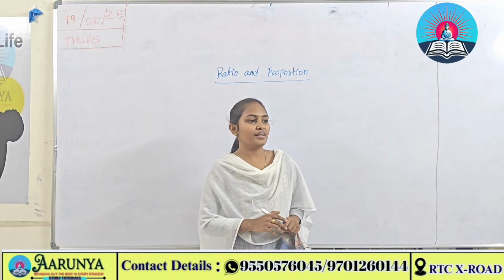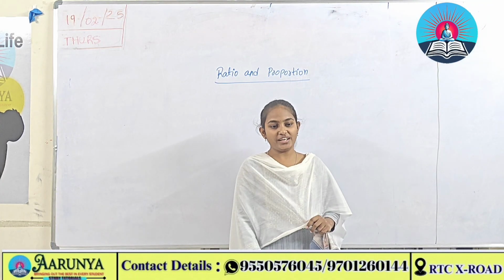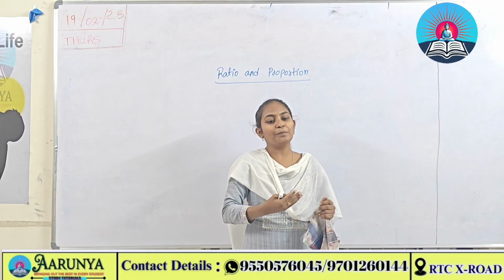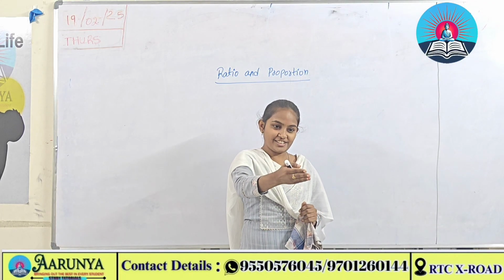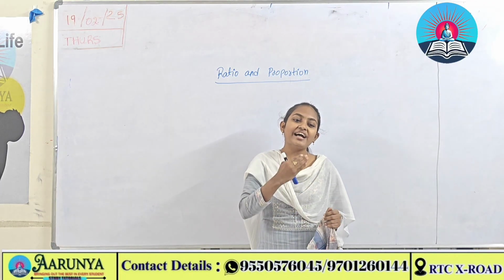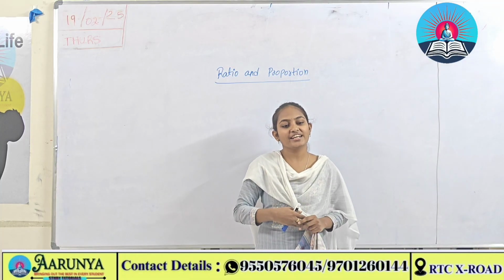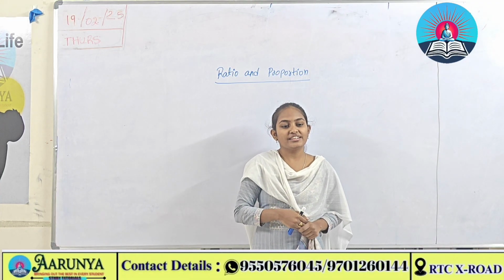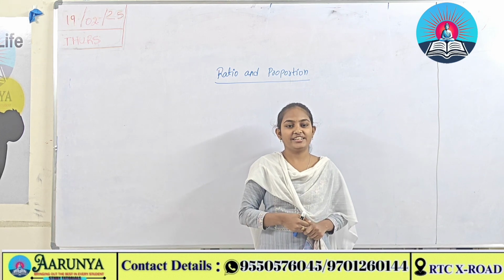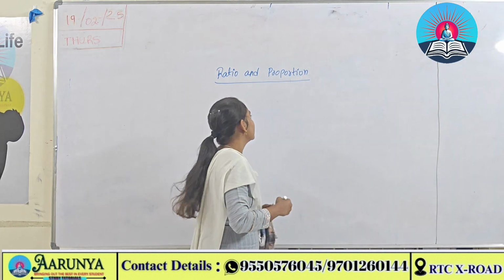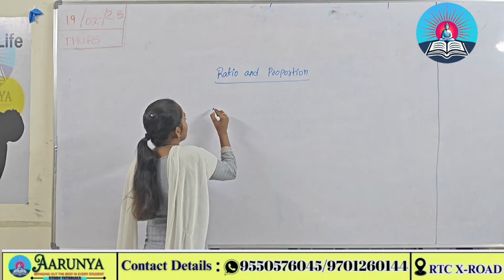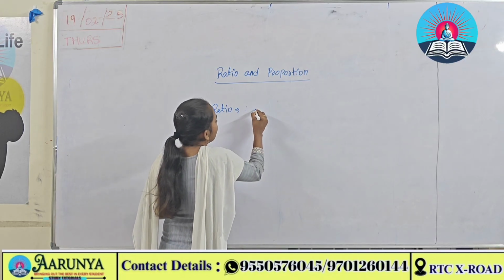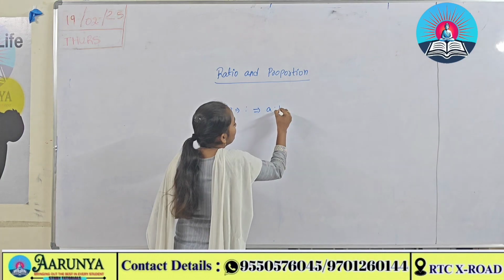So suppose Hanish has 10 chocolates and Likit has 15 chocolates. When I compare Hanish with Likit, how can I say? 10 is to 15. So ratio means we can use the symbol "is to", which means A is to B.